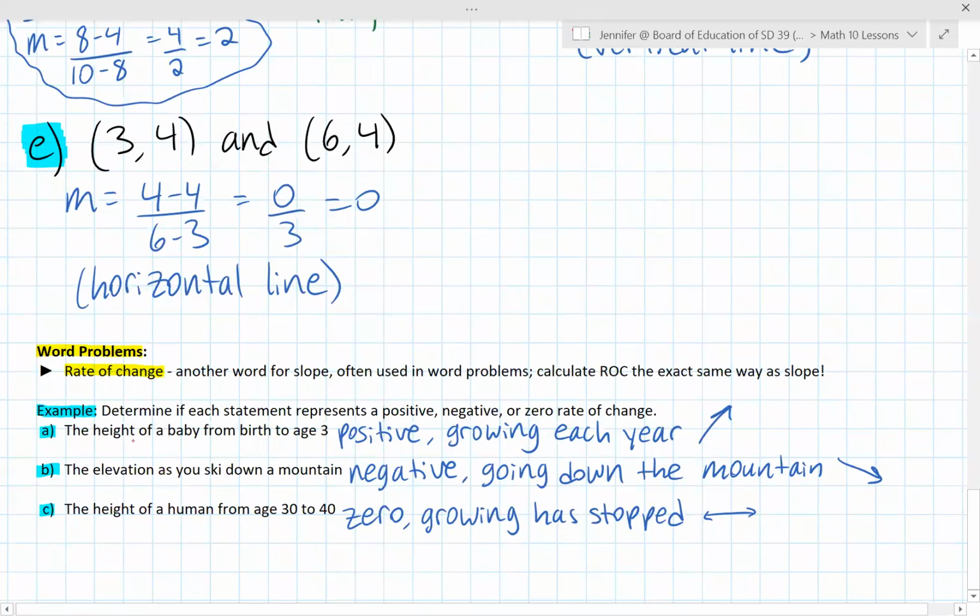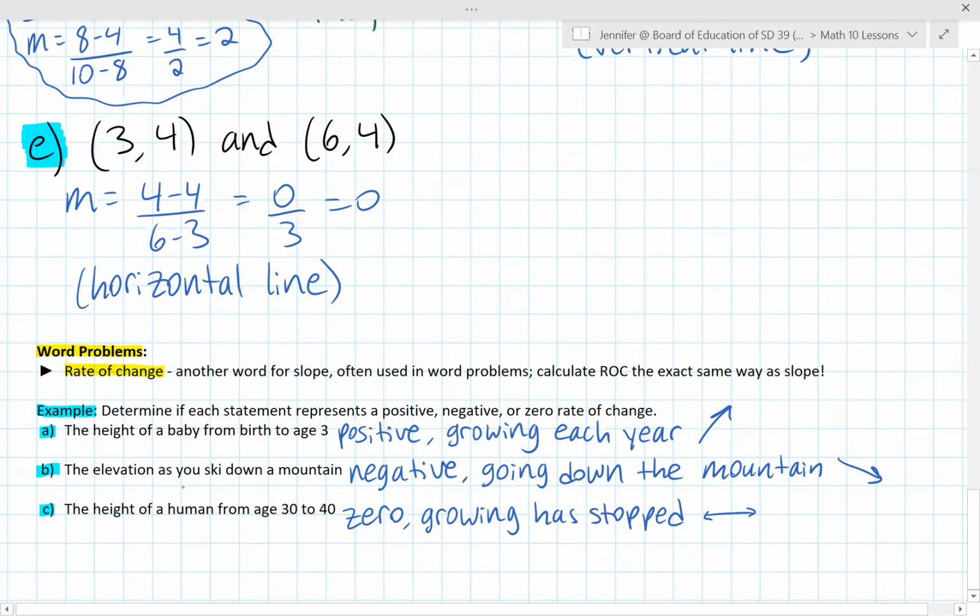You might also see problems like this. Determine if each statement represents a positive, negative, or 0 rate of change. So you're taking context and trying to understand what slope would be existing from this context. So first example is if a graph represented the height of a baby from birth to age 3. This would be a positive slope because that child would be growing taller every year. So we want to apply that context to our knowledge of rate of change or slope.